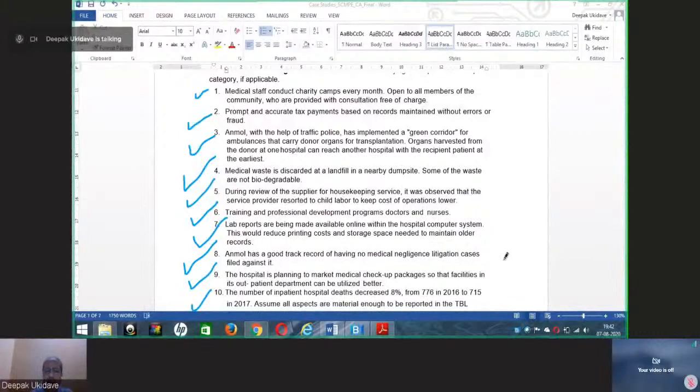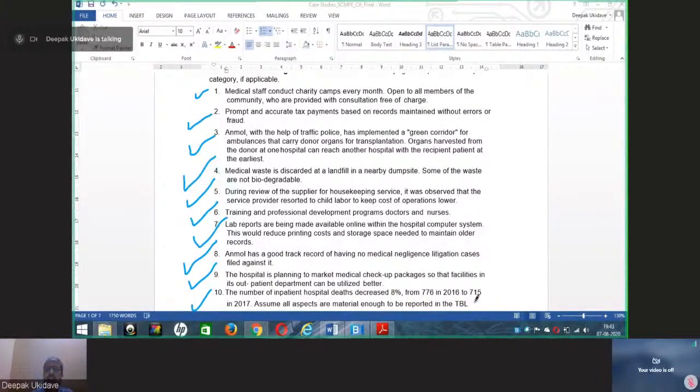Number of inpatient hospital deaths decreased by 8%, from 776 in 2016 to 715 in 2017. And some statistics is given. You can see the record, 776, that is the number of deaths, and that was in 2016. They got reduced to 715 in 2017. An 8% reduction in the death rate, right? So is it a good sign? Of course, yes. Number of inpatient hospital deaths decreased by 8%.